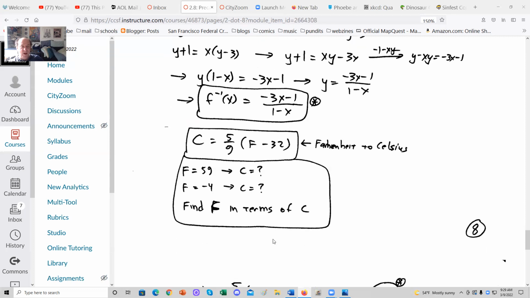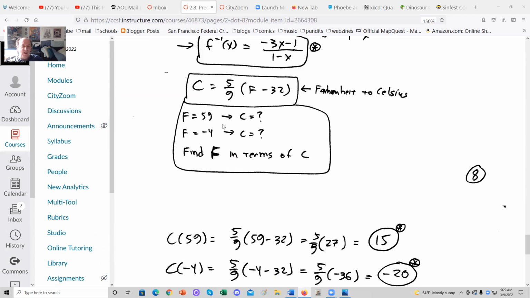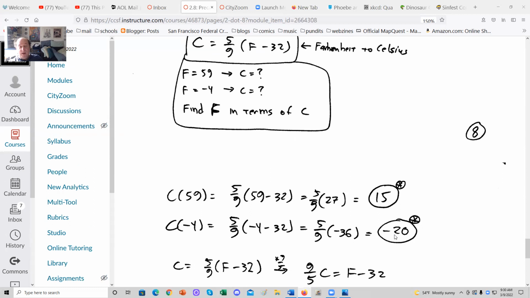Let's invert that. For the first two, C at 59 is 5/9 of (59 minus 32). After a bit of arithmetic, that's 15 degrees Celsius. So a little cool means 15 Celsius. F equals -4 means C at that value is 5/9 of (-4 minus 32). And a bit of arithmetic later, that's -20. So this rather chilly below freezing temperature is 20 degrees below 0 Celsius, which makes sense, as 0 degrees Celsius is the freezing point.